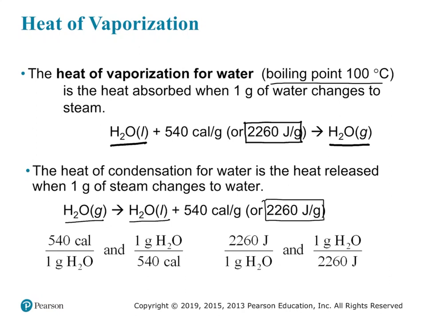So again, we can write these as conversion factors. If we're considering the value in calories per gram, we could put 540 calories in the numerator or the denominator. But remember, in chemistry, we're typically going to use joules. So we can write 2,260 joules in the numerator or in the denominator, depending on what we're solving for.